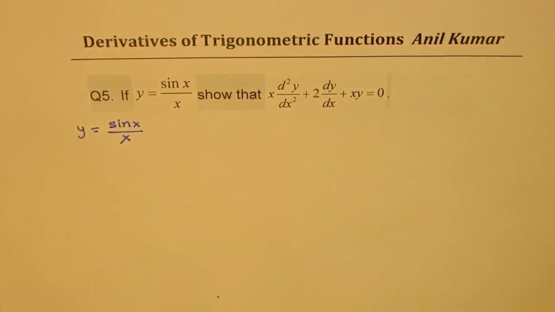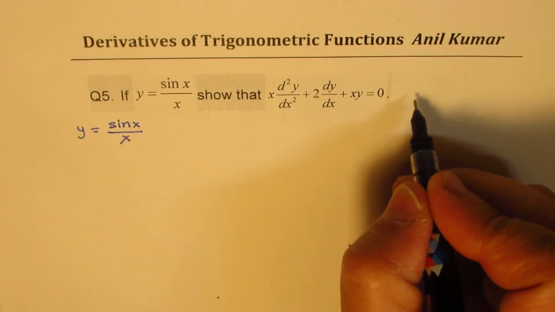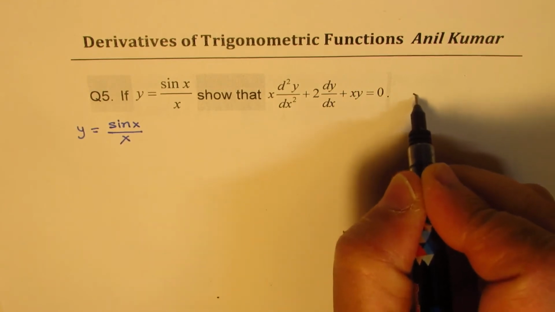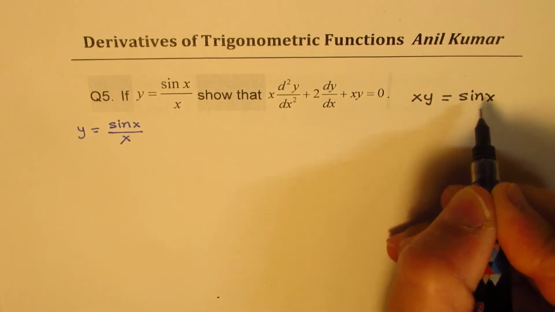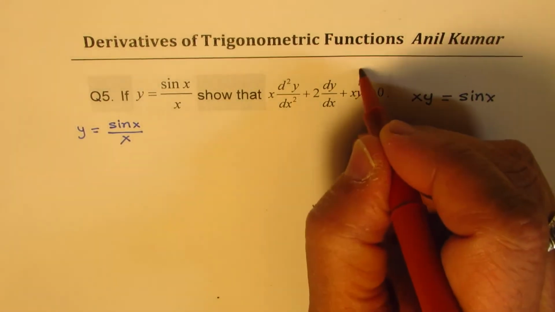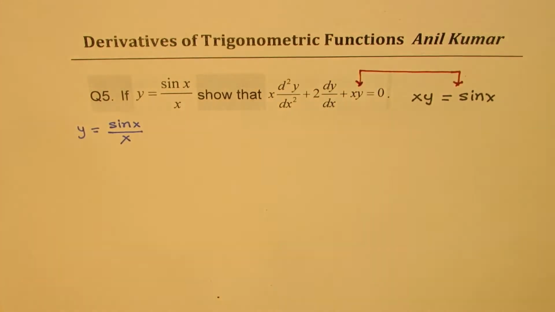Now from here, we can definitely get that x times y is sin x. So the first thing I get here is xy, right? So let me write here that xy is equal to sin x. So we have one term with us, which is the third term. Does it make sense to you?